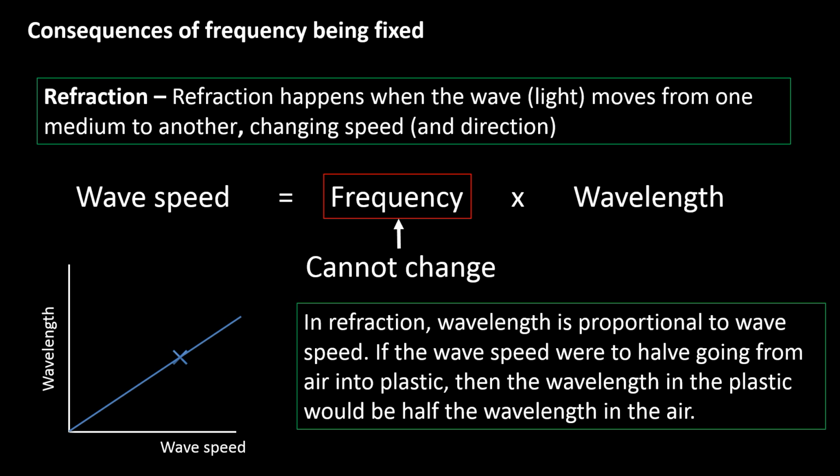In other words, if we moved from air into glass, and in the glass the wave was travelling at half the speed, then it would also have half the wavelength that it did in the air.